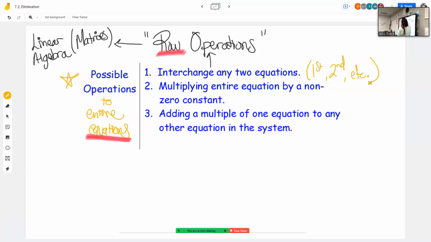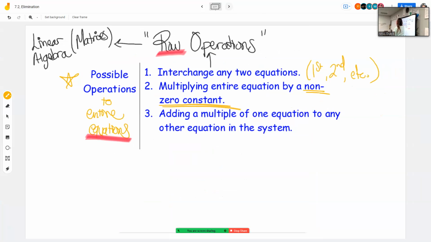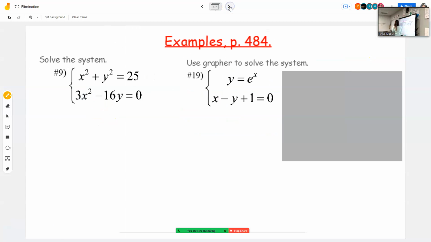You can also multiply an entire equation by a non-zero constant, which you frequently do with elimination to make something be the same but opposite. We're usually multiplying a whole row by something. And then last but not least, we can add a multiple of one equation to any other equation. This is, in some ways, what you do in elimination, but just kind of showing you that this is a foreshadowing of other things to come.